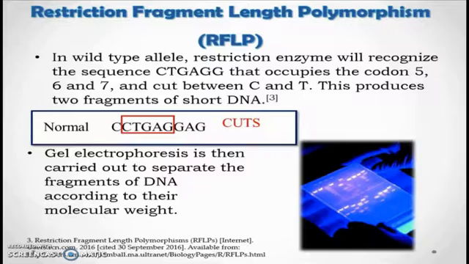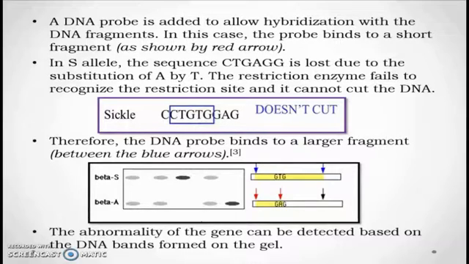Gel electrophoresis is then carried out to separate the DNA fragments according to their molecular weight. Then, a DNA probe is added to allow hybridization of the DNA fragments. In this case, the probe will bind to the short fragment as shown by the darker red arrow.